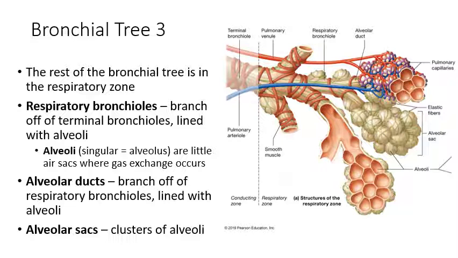Okay, so here you have a terminal bronchiole coming in to the respiratory zone. It's going to branch and transition into smaller bronchioles that are called respiratory bronchioles. The respiratory bronchioles are called that because they can actually have little alveoli on their sides. Little air sacs where gas exchange happens will be on the sides of the respiratory bronchioles. So that means they must be part of the respiratory zone.